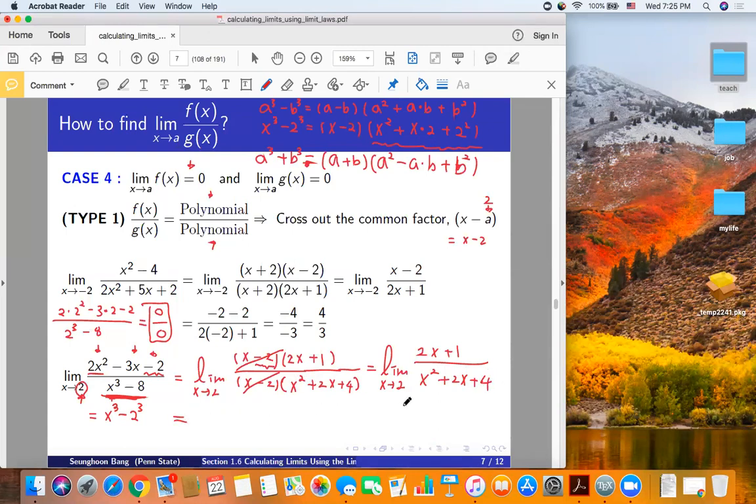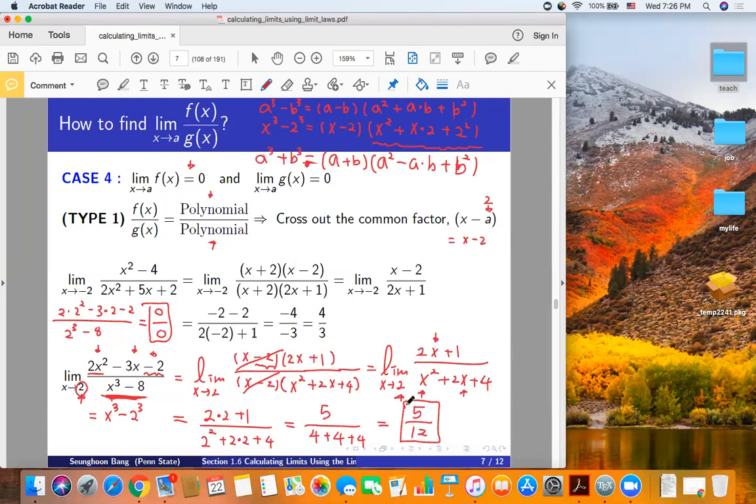Next, you have to plug 2 into the top one and the bottom one. For the x value, we have 2 times 2 plus 1 over 2 squared plus 2 times 2 plus 4. The top one, 2 times 2 plus 1, is 5. The bottom one, 2 squared equals 4, 2 times 2 is 4, plus the constant 4. The final answer is 5 over 12.